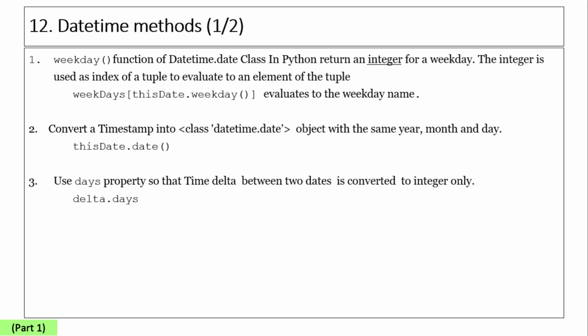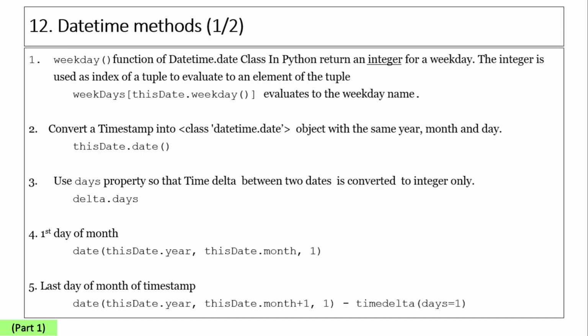A timedelta as calculated is represented by an integer plus days as the unit. To return values only without the unit, we use the days property. The first day of the month of a date is obtained by using the date method with year, month, and day 1 as parameters. The last day of the month of a timestamp is obtained by using the date method for 1 day before the first day of the next month.